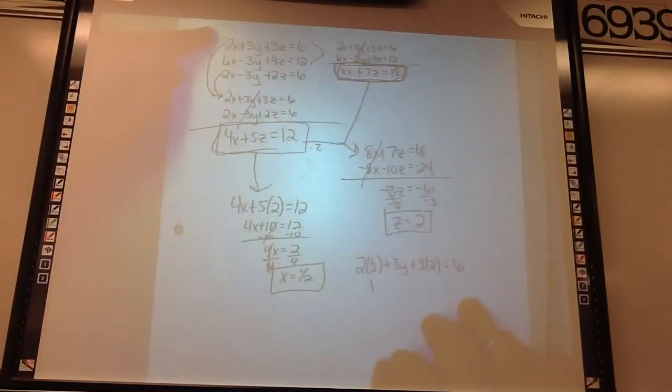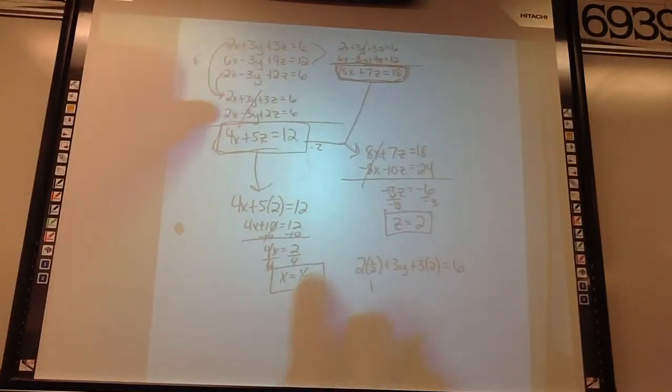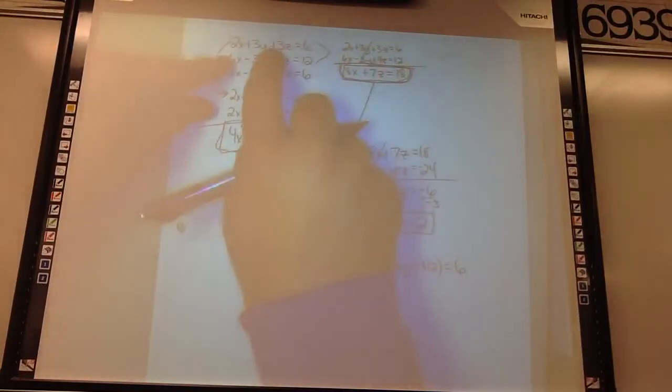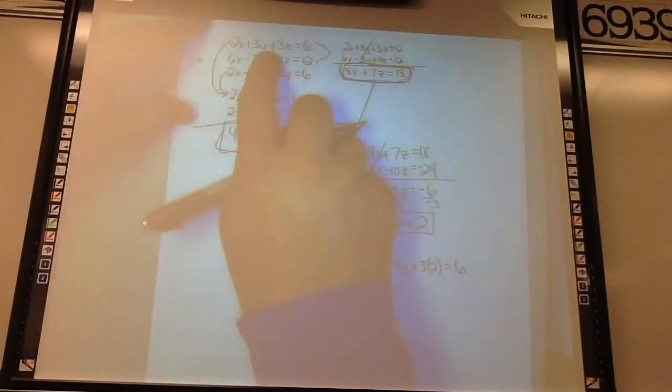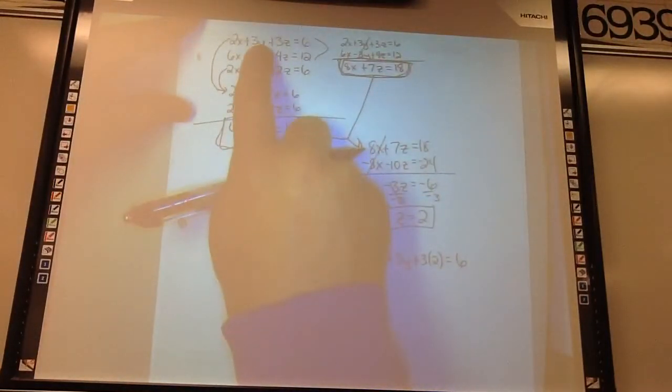You gotta be more specific. You plug the x and the z into which equation? Oh, Jay picked the top one. You could have picked any of those 3. That one just looks simpler because it was all pluses.